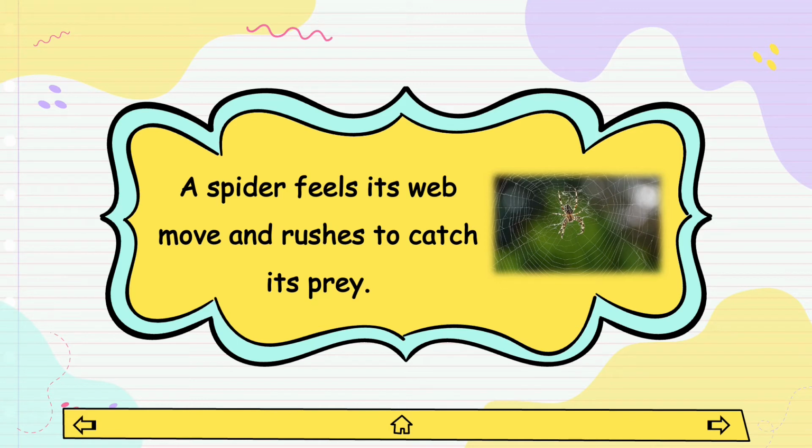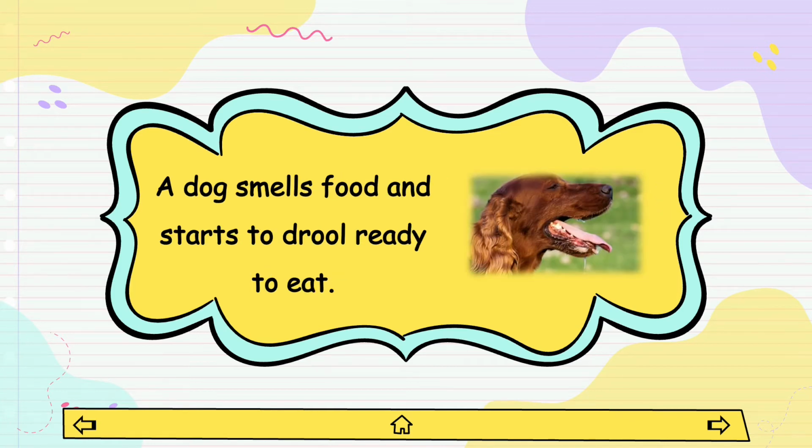A spider feels its web move. Because the spider's web is very thin, if it moves, the spider knows that there is something caught in the web. So it will rush to catch and eat that prey, the insect which is caught in the web. A dog smells food. When it smells food, it will start to drool, ready to eat. You can see the saliva coming from the mouth, because from the smell it knows that the food is ready.